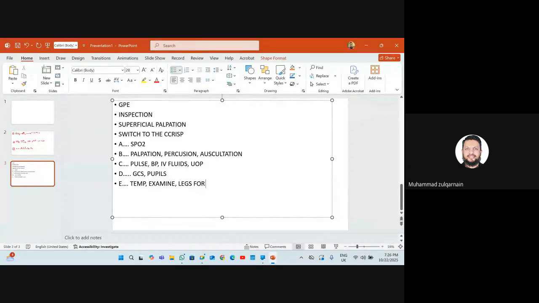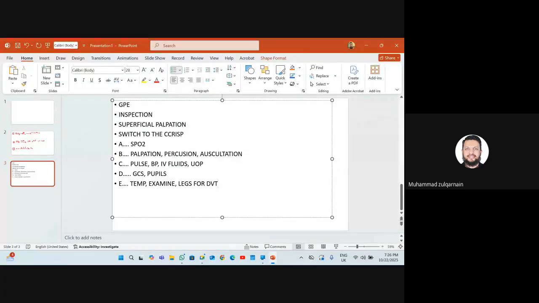Legs for DVT. And after you have done these things, now ask the examiner again, what is the blood pressure now? What is the result of ABGs? What is the result of other bloods and blood culture? And what is the ECG findings? So at the end, ask the examiner, and the examiner will show you, okay, this is the ECG. What is the finding here?